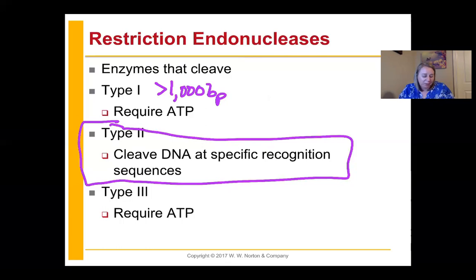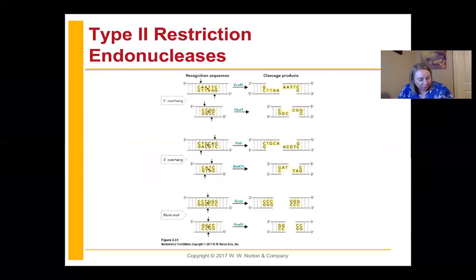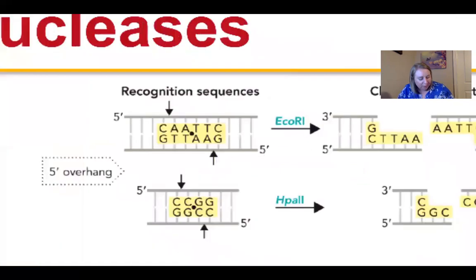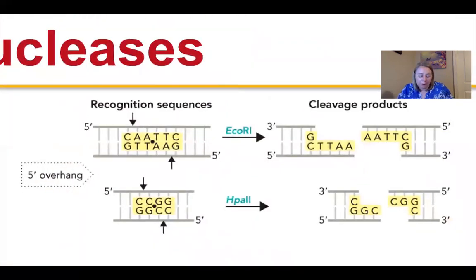Type 3 is similar, but a little bit more specific. It cuts about 24 to 26 base pairs away from the recognition site. But what's really awesome about type 2 is that they cleave right at the recognition site. Let me show you an example. Here, for example, is EcoRI. EcoRI is a type 2 restriction enzyme.